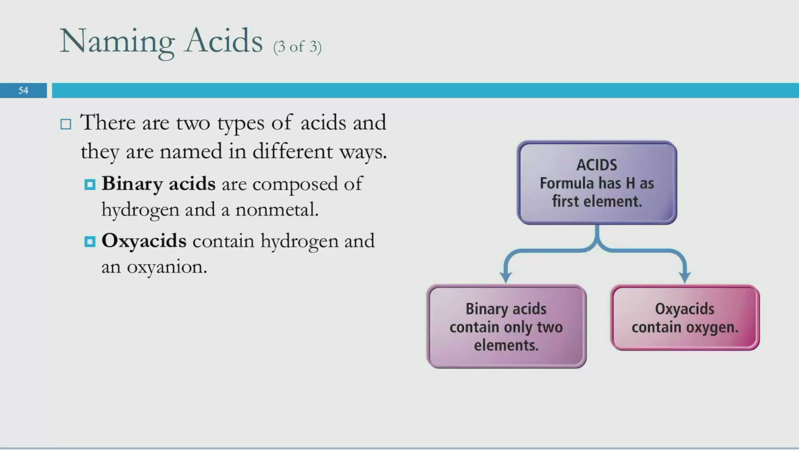When we're naming acids, again, this is typically something that starts with H. There's two naming conventions. So we've got binary acids, we've got oxyacids. Binary acids have how many elements? 2. The name binary, meaning two elements. One of them being hydrogen, the other one being a different nonmetal. We've also got oxyacids. Oxyacids contain an oxyanion.